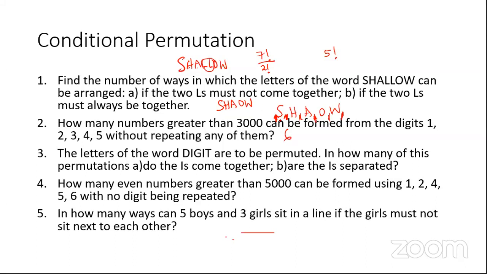If eventually I put the first L here, how many spaces do I have left for the second L? I have 5, so 6 times 5. But you know what? They are identical objects. Definitely there will be repetitions. Because they are identical objects, the L I put here, if I exchange it with the L I put here, at the end of the day there won't be any difference. So there are 2 identical objects, which means you have to divide it by 2.